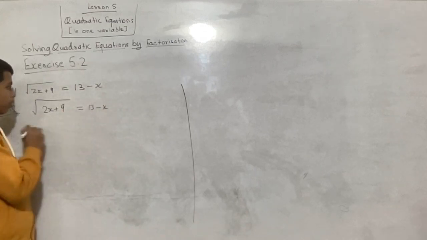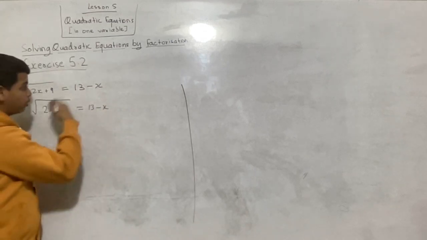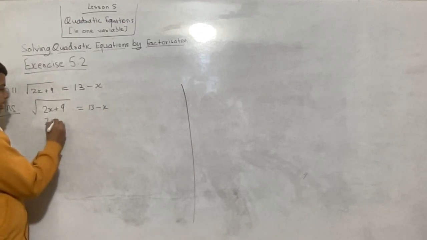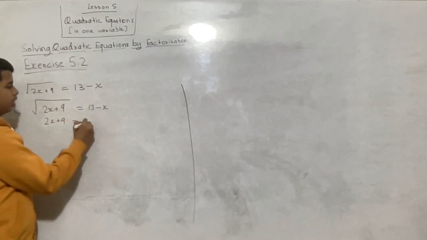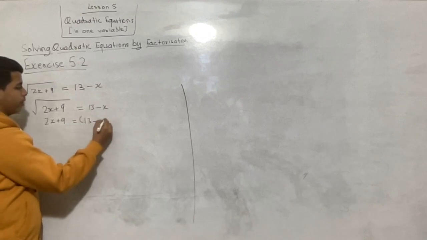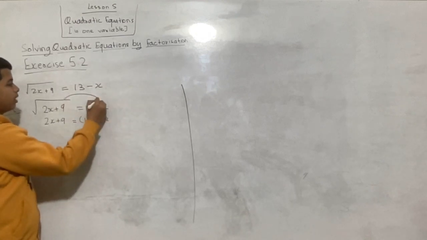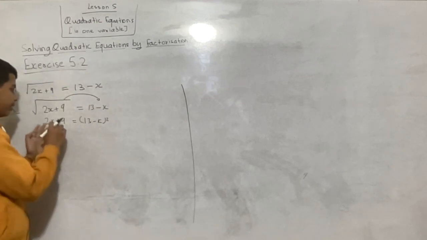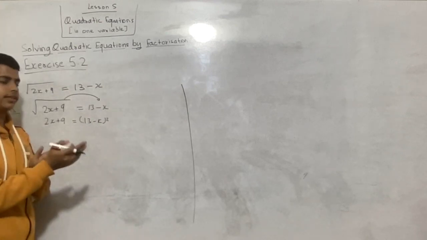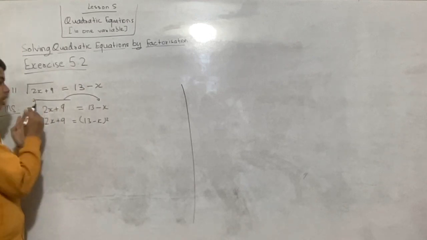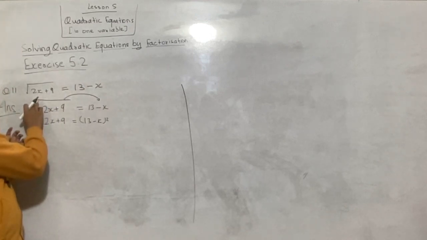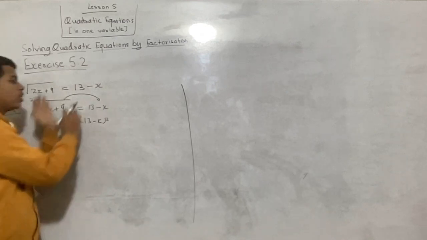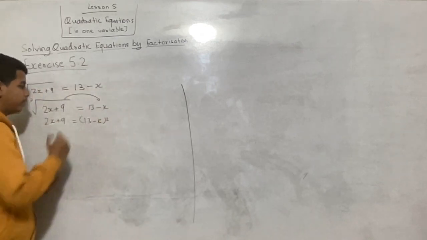Now how to solve this root? We can take this root to that side. So what it will become? It will become a square. So 2x plus 9 is equals to 13 minus x square. Because it is the same concept as when we take plus 9 to that side, it will become minus 9. Same way, there is no number here, means that it is a square root. So when we take square root to that side, it becomes a square.